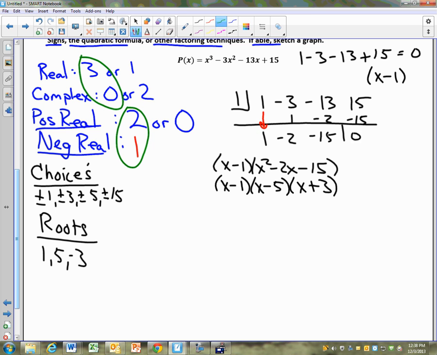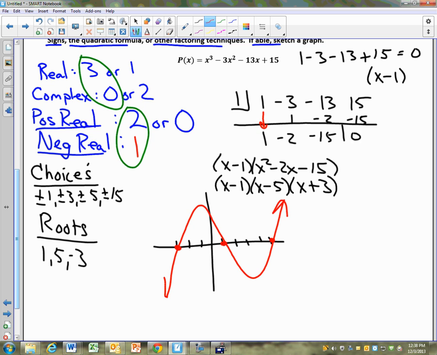And now we can graph it. And graphing it is the easiest part of all. We just plot negative 3, positive 1, positive 5. And there we go. What I love about this is it takes everything we've ever learned in mathematics, as far as algebra is concerned, puts it all together. Question, Taylor.